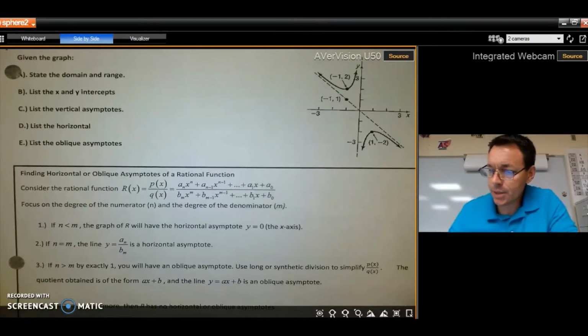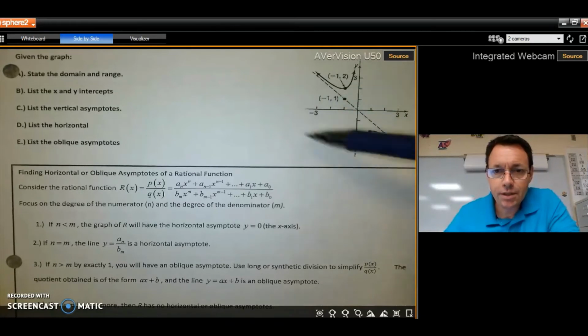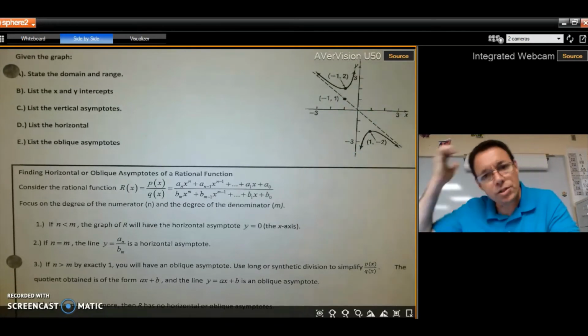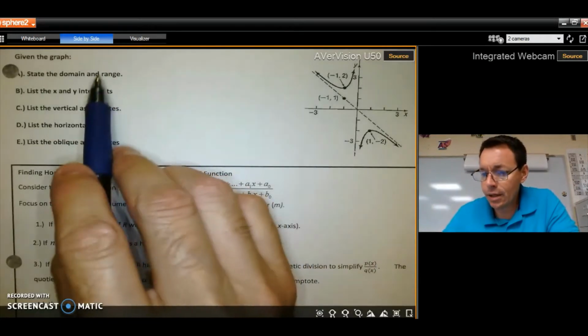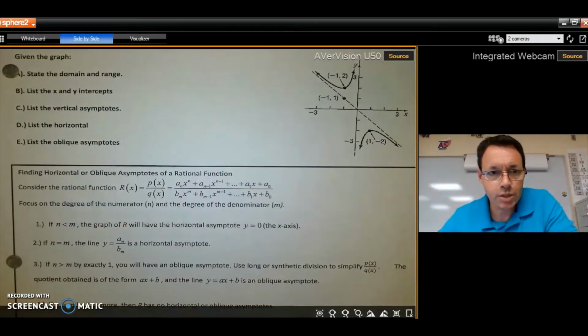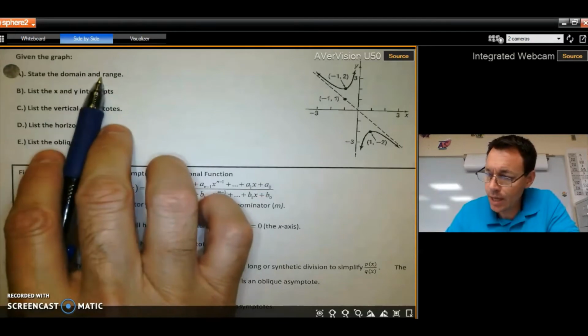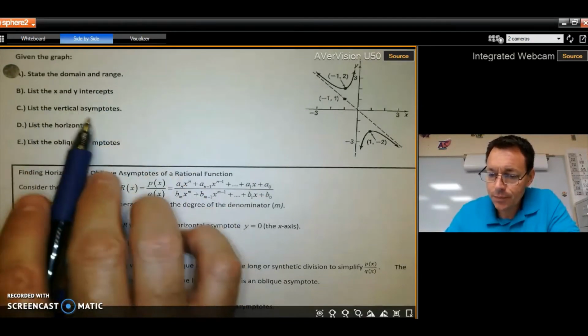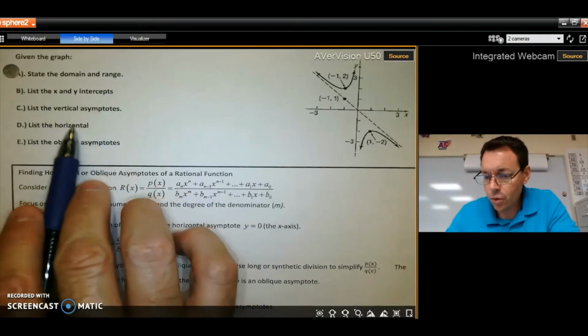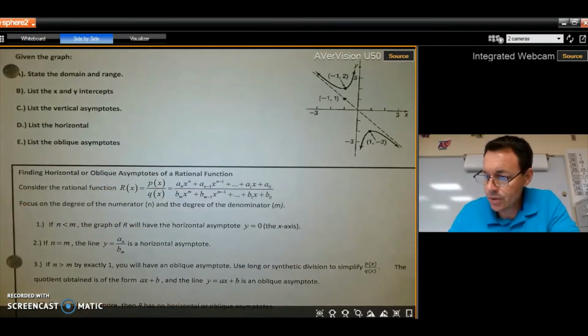All right, so on the last page, over here on the side, you're going to see an example. This is a graph of a rational function, or just an example of what it could look like. And then we're going to come over here and answer some questions about this. We're going to find the domain and range of that graph, find any intercepts. We're going to talk about the vertical, horizontal, or oblique asymptotes that we may find.